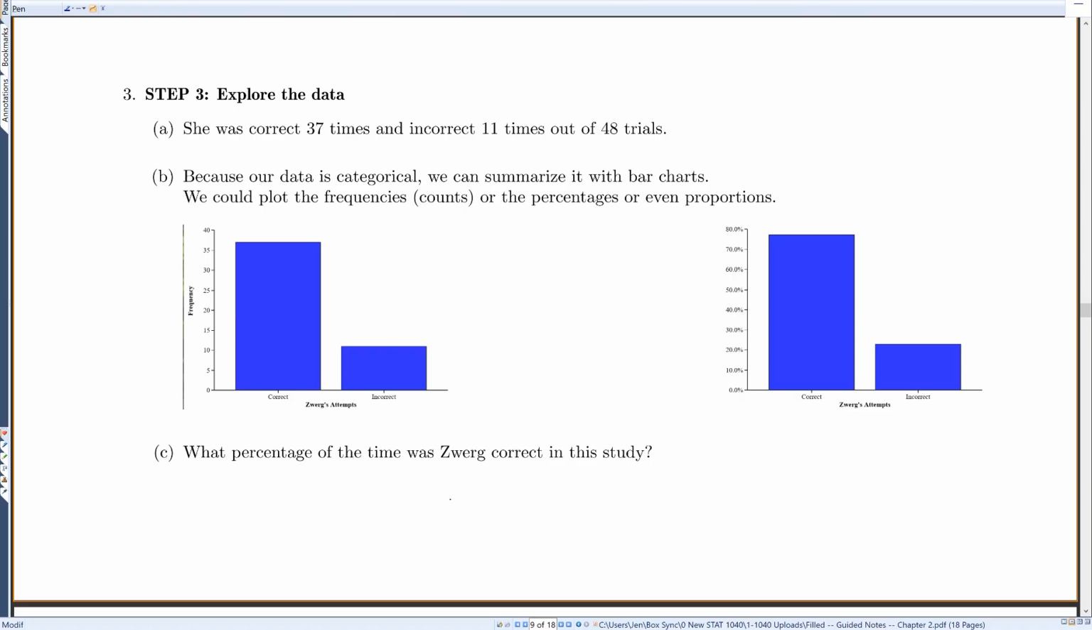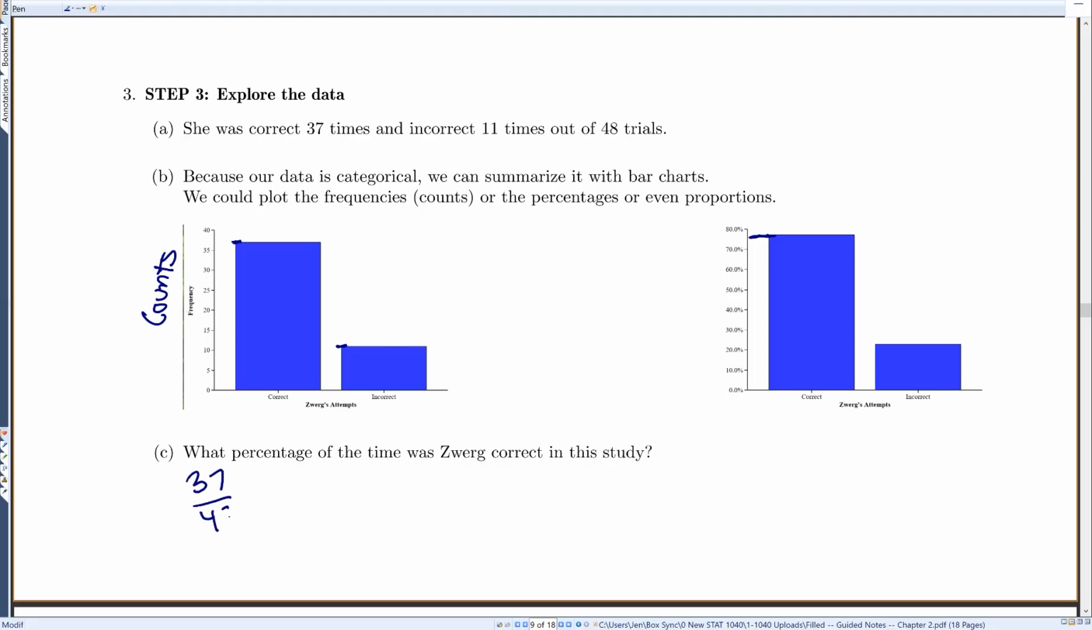Then we explore the data. So she was correct 37 times and incorrect 11 times. You can see in the bar graph, if I do the frequency, which is just my counts, she was correct 37 times, wrong 11 times. Or you could change it to a percentage. So she was correct about 78% of the time. And then it asks what percent of the time was she correct, so we can actually figure that out.